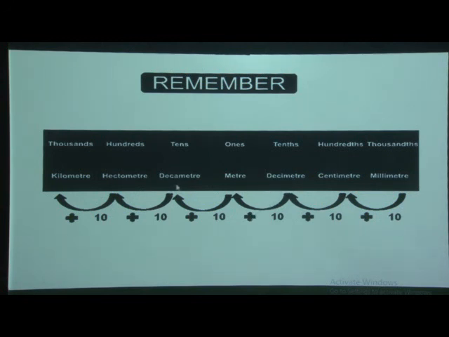When you want to convert into decameter, then meter should be divided by 10. And when you want a hectometer, then decameter, whatever the number is given, should be divided by 10. The last and highest unit is kilometer. From hectometer to kilometer, that should be divided by 10. So these are all the units.